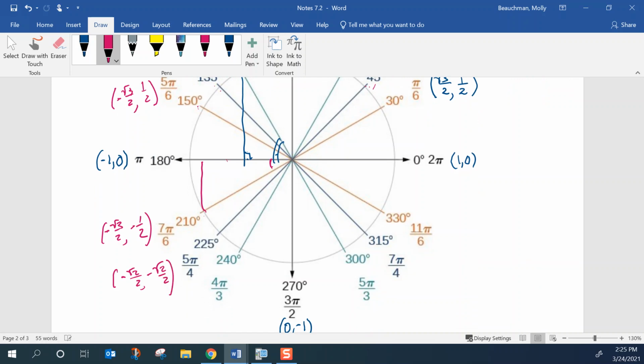240 degrees has a reference angle of 60. So we're going to end up with negative 1/2, negative square root of 3 over 2. So notice in the third quadrant, cosine is negative and sine is negative.